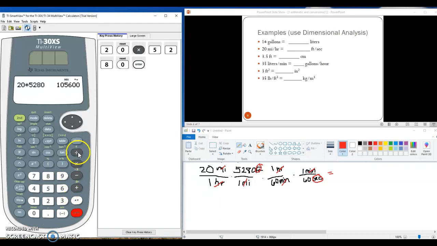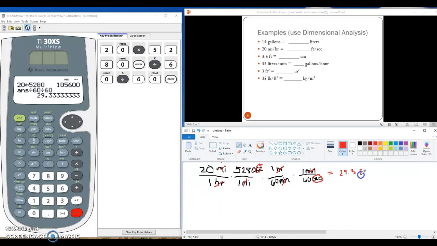And then we're going to divide. We're dividing by 60. And there's 2 60s down there, so we're dividing by 60 a second time. And that gives me my final answer of 29.3 repeating, and so we'll round somewhere. And our label that is left is feet per second.